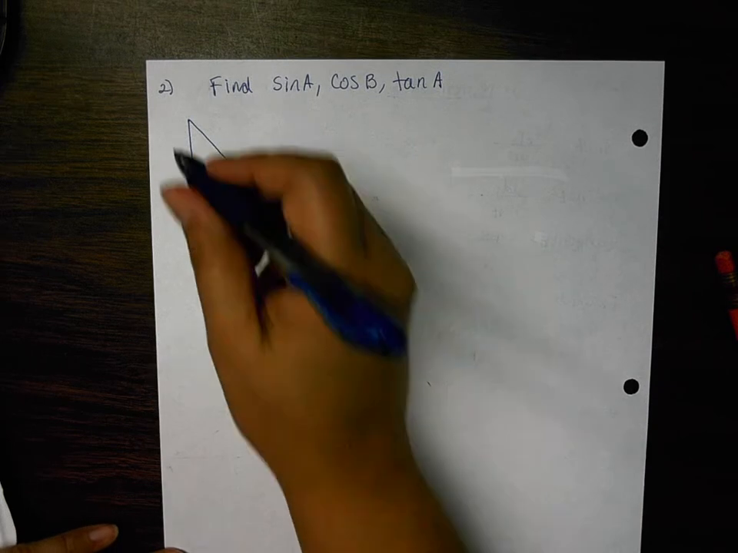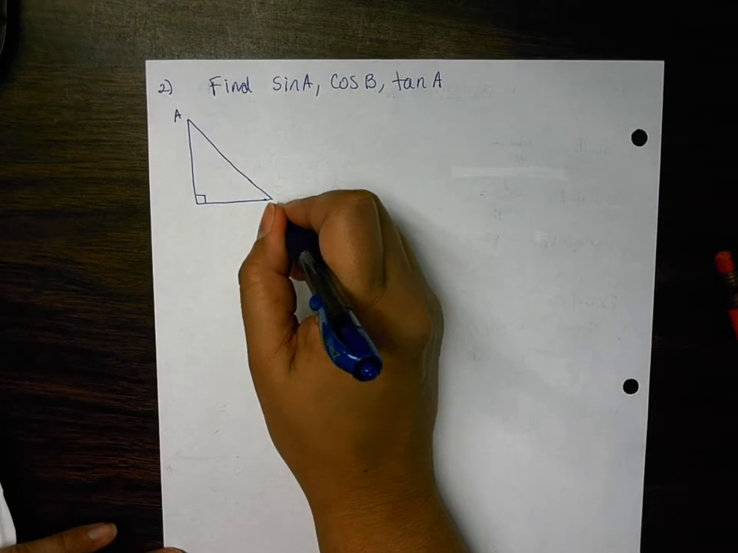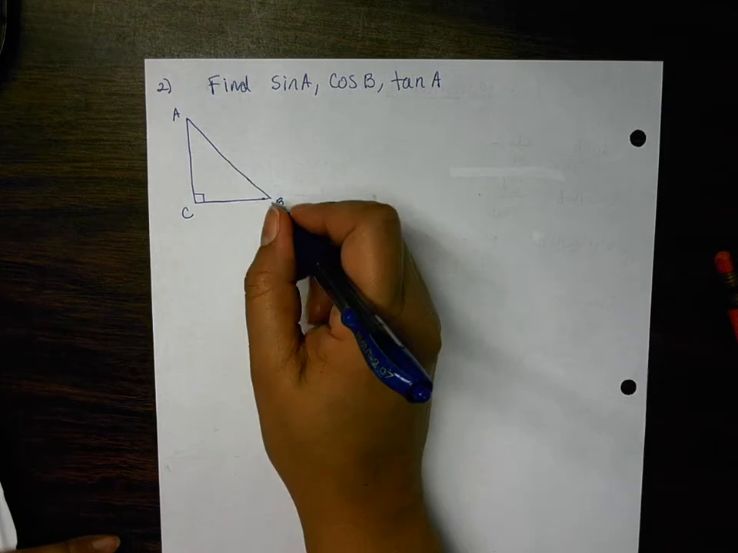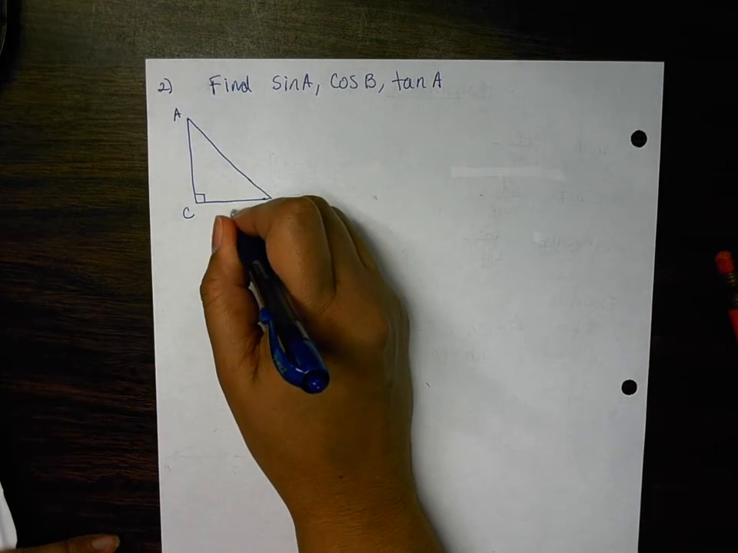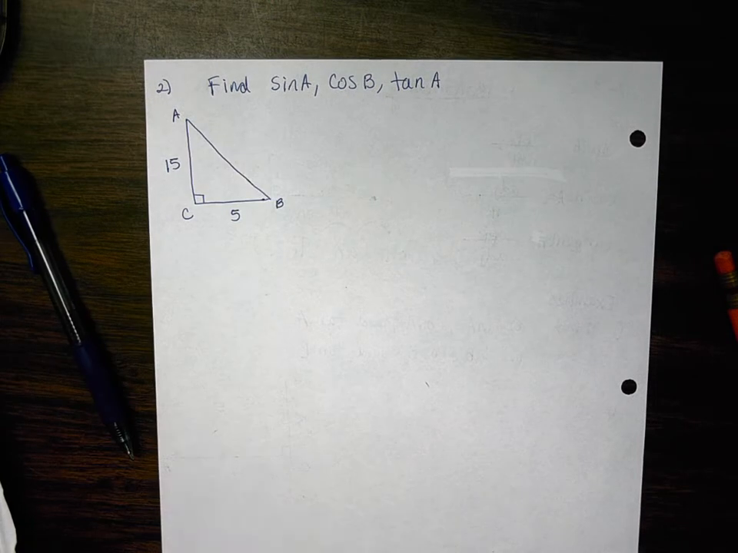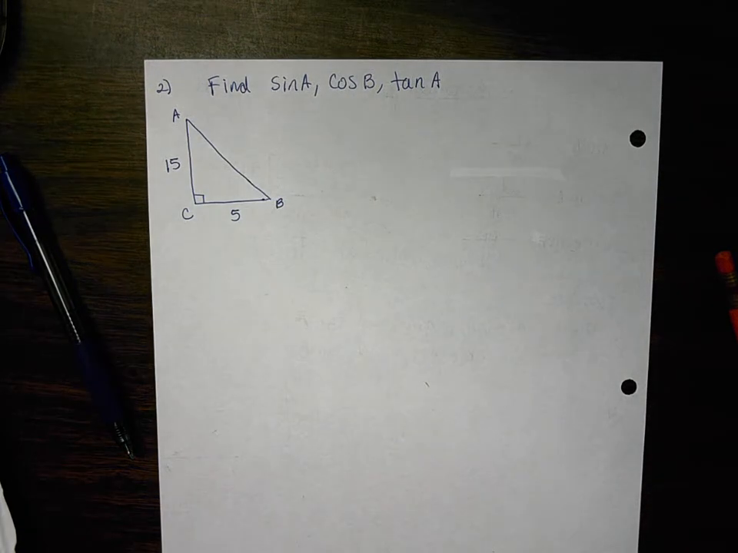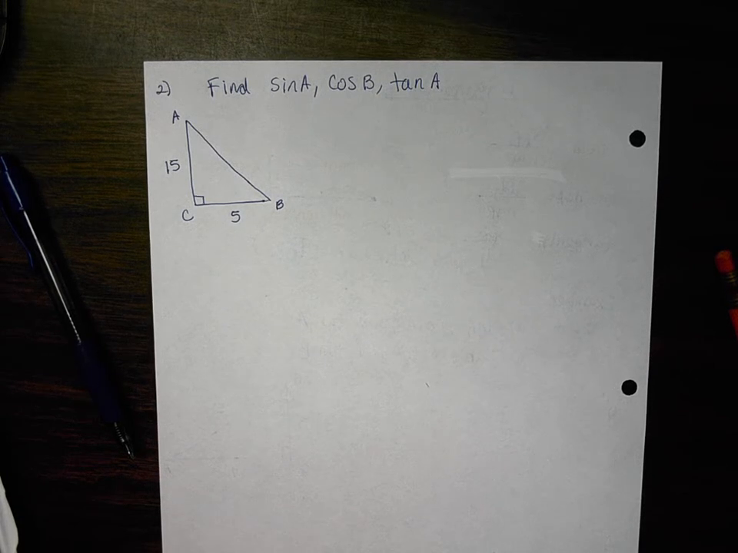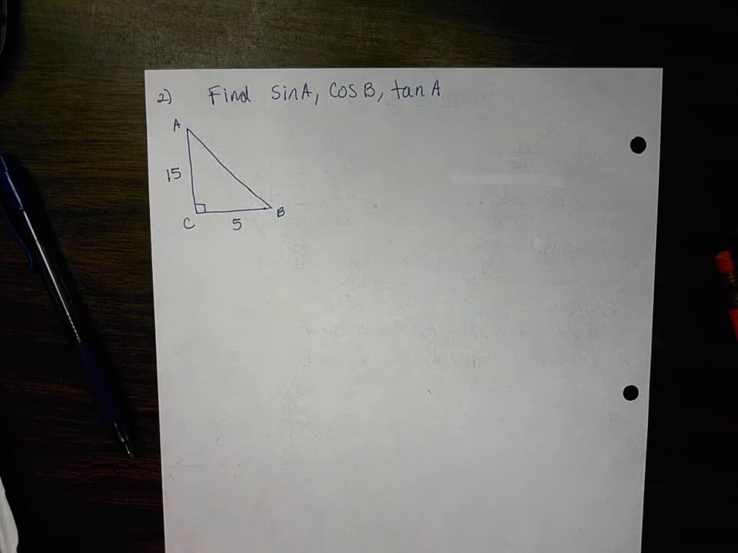All right, A, B, C. CB or BC is 5. AC is 15. And that's all that's going to be given to you. In order to find sine and cosine, do you need to know what the hypotenuse is? If they don't give it to you, what can you do? What do you have to do?